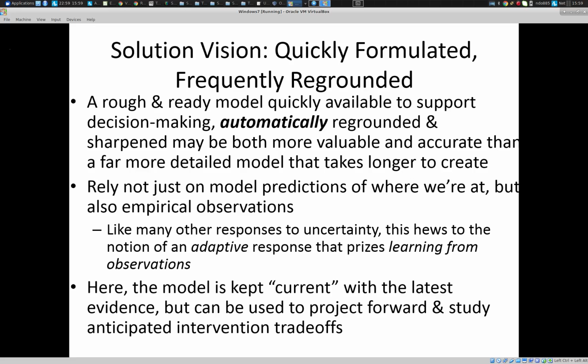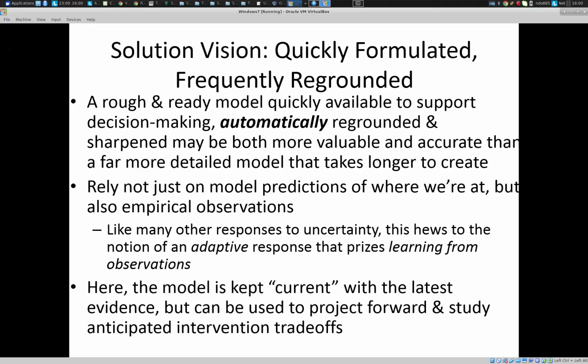And the vision that motivated this work is one of quickly formulated and frequently regrounded dynamic models. It's models that can be pulled together very quickly in a way that accommodates the limitations of data, that accommodates the limitations of understanding, and that benefit in the same way we do on our way home from ongoing observation, that improve the understanding about what the current situation is, and thereby what we can expect in the next little bit, or how the situation will be different if we make this choice versus the other choice.